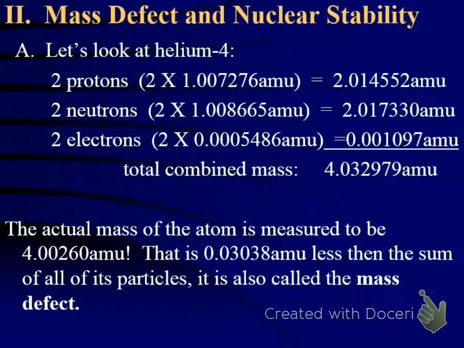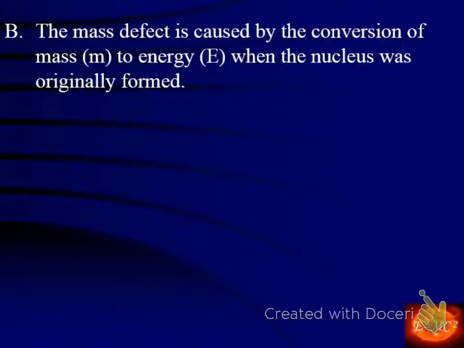That's basically the amount of mass that was converted into energy. So when we're talking about a helium atom, this amount of mass was converted to energy. That's where that difference comes from. Every nuclide has a mass defect. The mass defect is caused by the conversion of the mass to energy when the nucleus was originally formed.